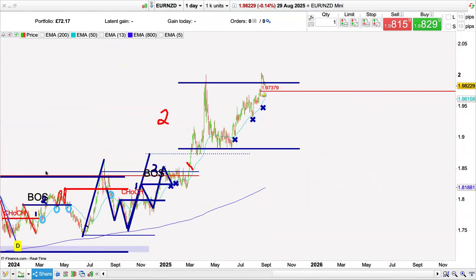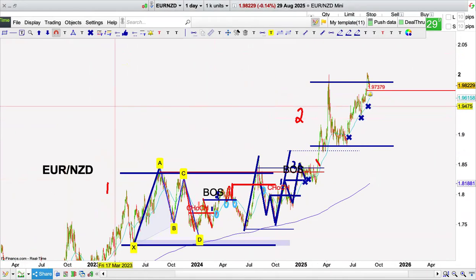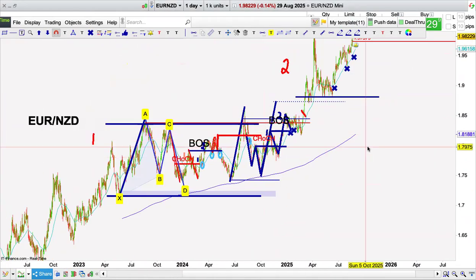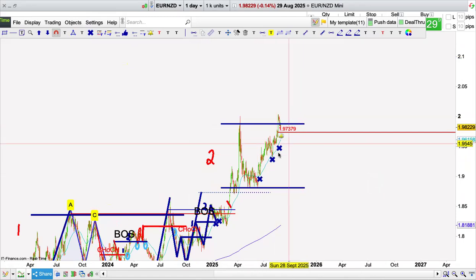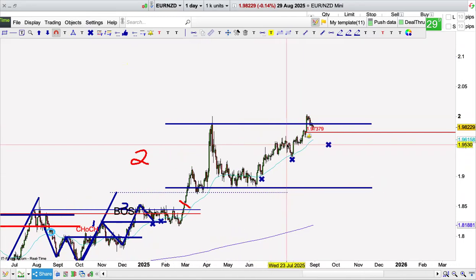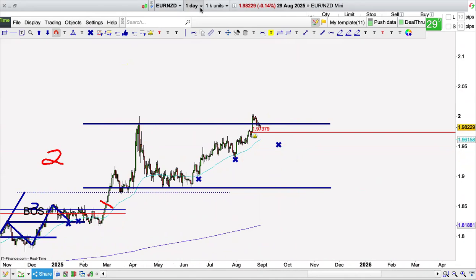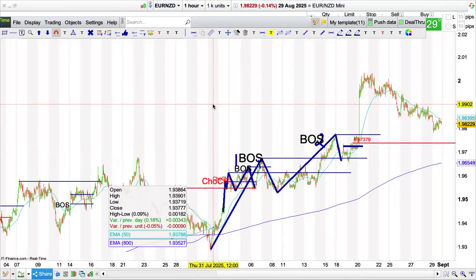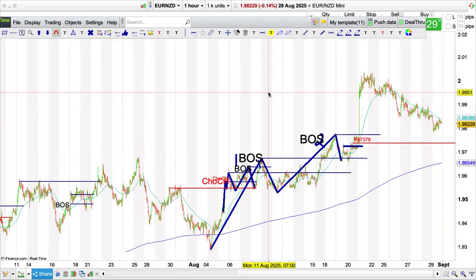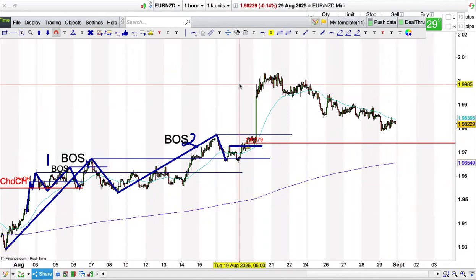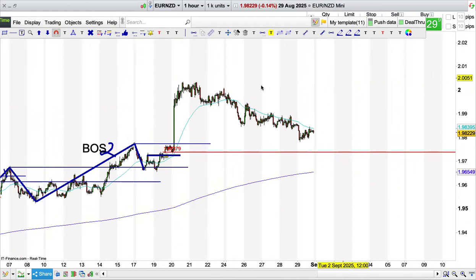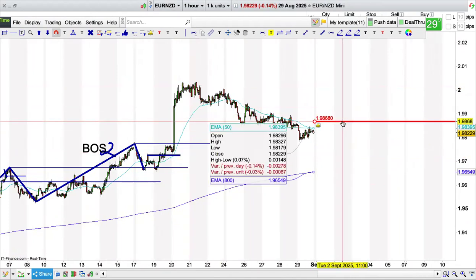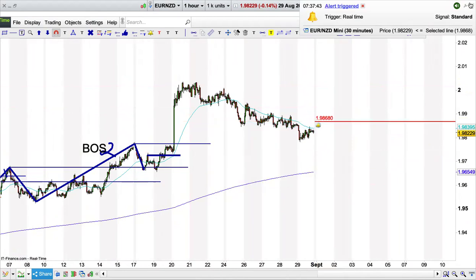Euro NZD is another one that is pretty clear in intentions. Level 1, level 2, expecting higher, waiting for a targeted entry trade. Personally, I'd like to see this come back a little bit. We've got 1 week, 2 weeks. It didn't give us a third week, so we have to be mindful of that, but always keeping an eye. Alert triggered.